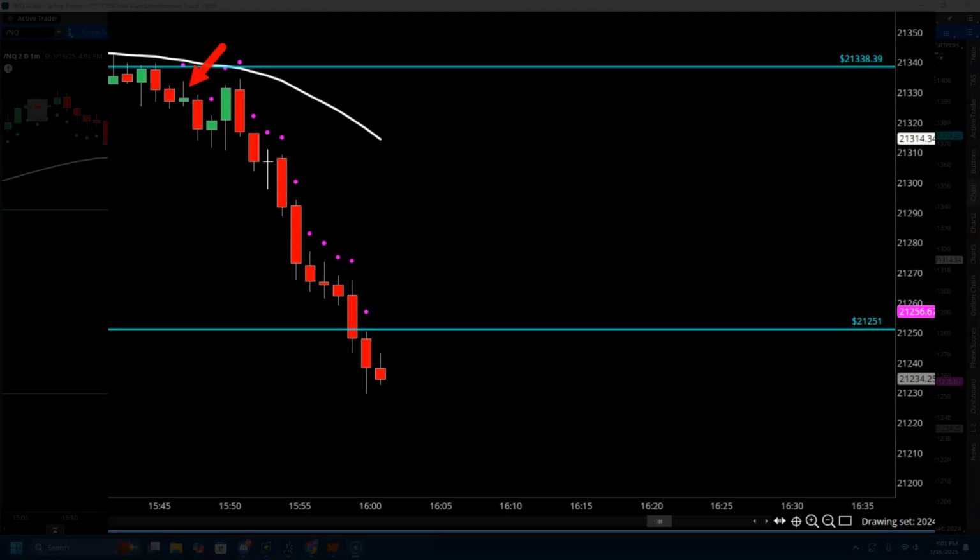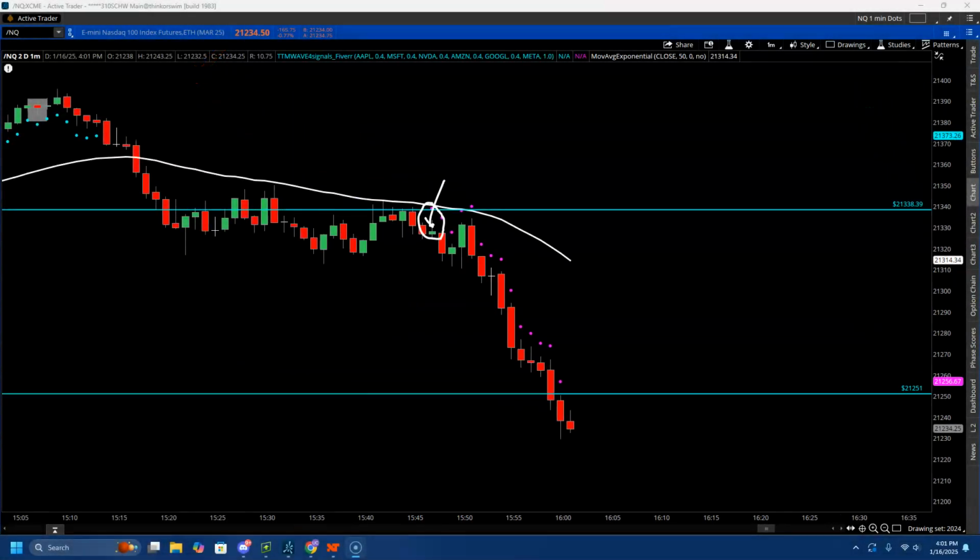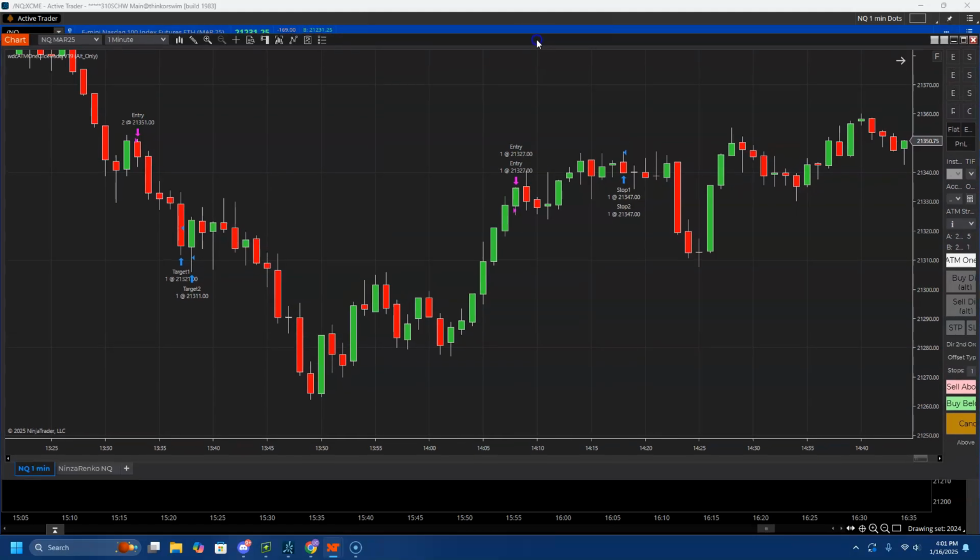So you would have taken a short right there, because when this purple dot showed up, you would have shorted it right there, or you could have shorted it right there, and it would have been a nice flush to the downside. I did not take that one. I missed it, right? So it would have been a nice short. So now you see, this is how you trade these dots, right?